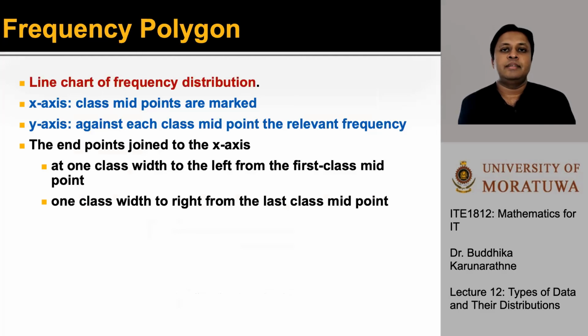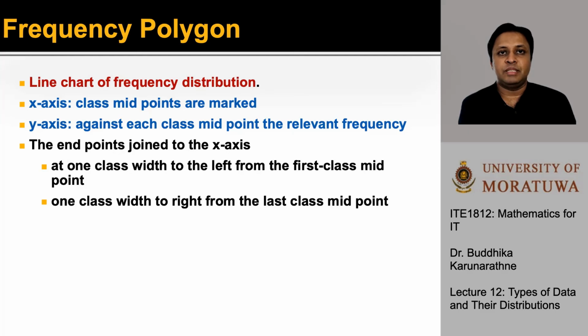The next representation is the frequency polygon. This is a type of line chart of the frequency distribution. On the x-axis, the class midpoints are marked, and on the y-axis, against each class midpoint, the relevant frequency is marked.